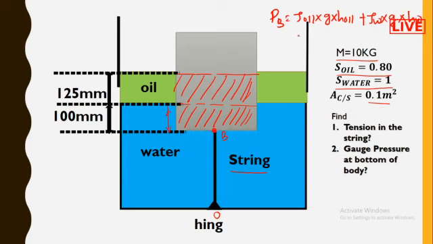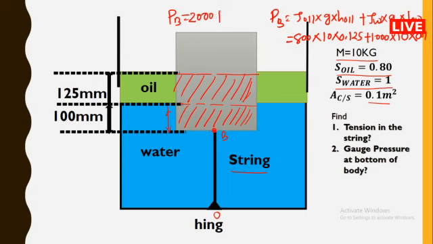So what is the density of the oil? Density is 800 into 10. What is the height of the oil surface? That is 0.125, plus density of the water is 1000 into 10 into height of the water, how much? This is 0.1. So you find out this pressure at this bottom, that is coming out to be 2000 Pascal.